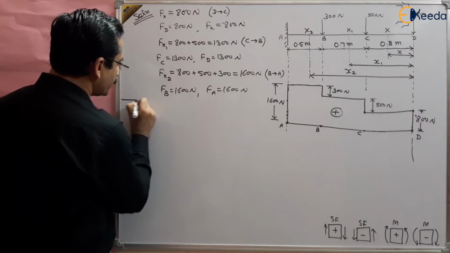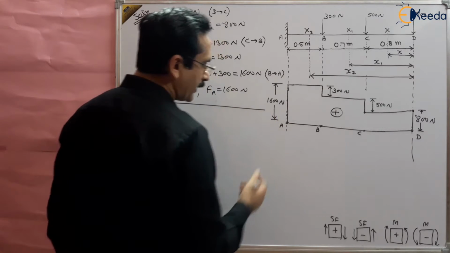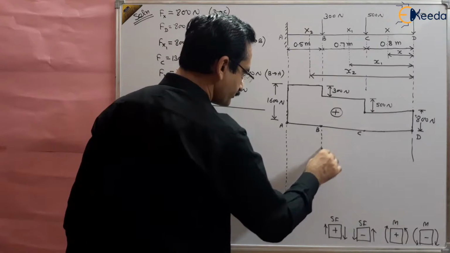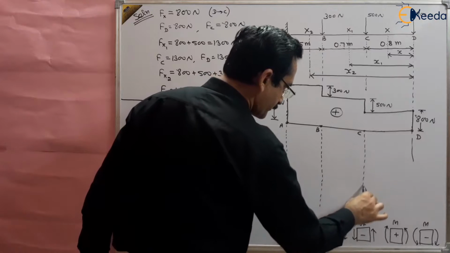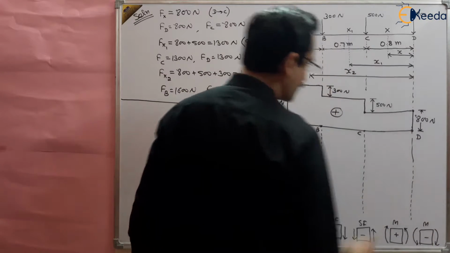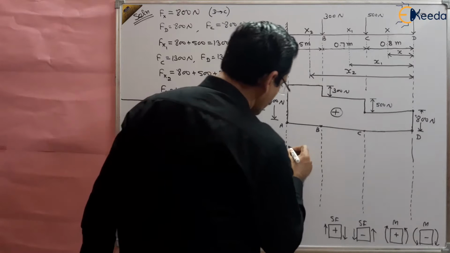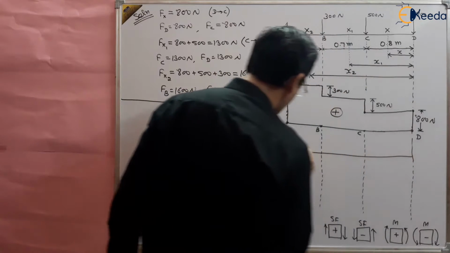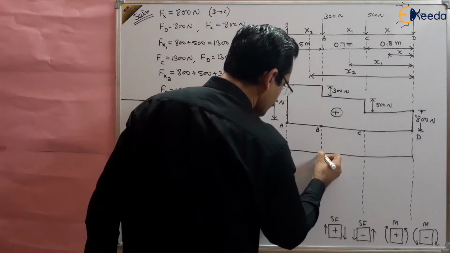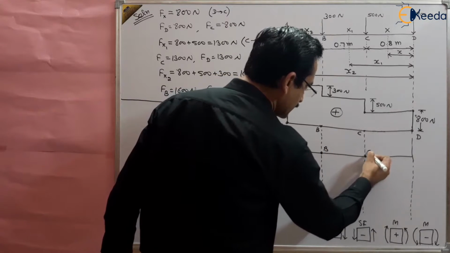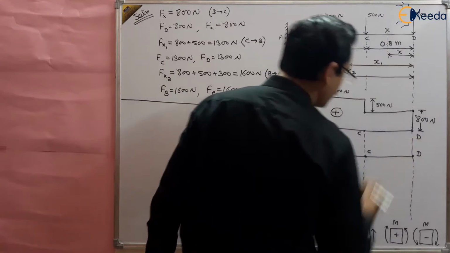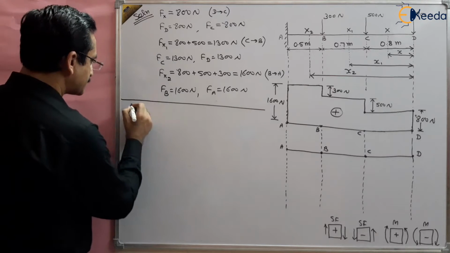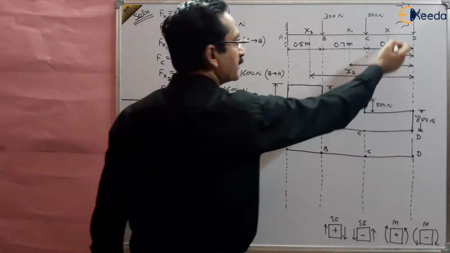Similarly, we can draw the bending moment diagram. How can we draw the bending moment diagram? Bending moment diagram we have to draw. So let us say this is the reference line on which we want to draw the bending moment. This is A, B, C and D, right? And we have to draw the bending moment. Say the bending moment is Mx at this section.